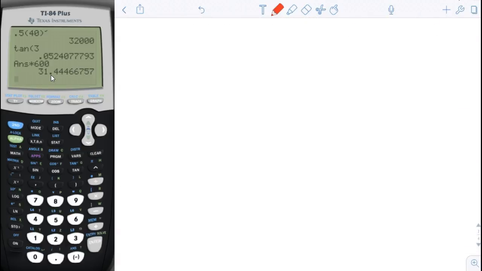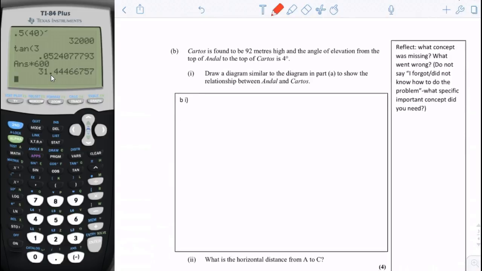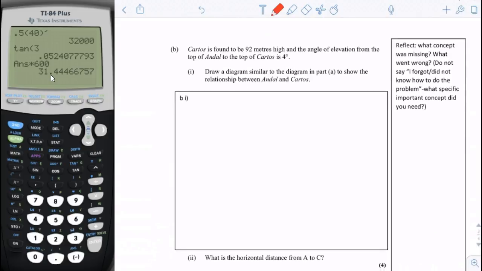Okay. Then we go to page 3. It says that Kartos, which is the third pyramid, is found to be 92 meters high, and the angle of elevation from the top of Andal to the top of Kartos is 4 degrees. Draw a similar diagram to the one in part A. Okay, so basically it looks kind of like this. So this is Andal, the bottom of Andal. This is Kartos. And the bottom part is a rectangle, and the top part is a right triangle. The angle of elevation is 4 degrees.